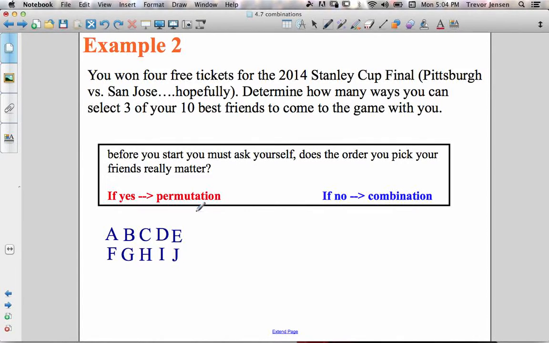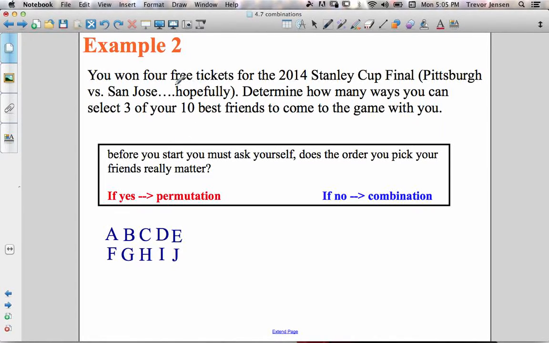Okay, let's do another example. Let's say you won 4 free tickets for the 2014 Stanley Cup Final. Hopefully it'll be Pittsburgh versus San Jose. So currently, as I'm making this video, we're in the first round of the playoffs in 2014. Pittsburgh's tied 1-1 with Columbus, and San Jose is up 2-0 over LA. Hopefully they both make it to the final.